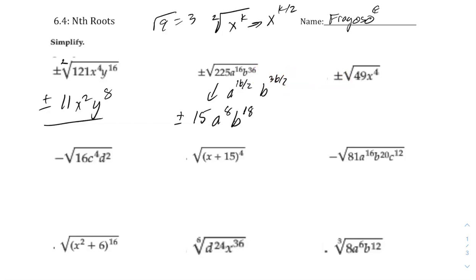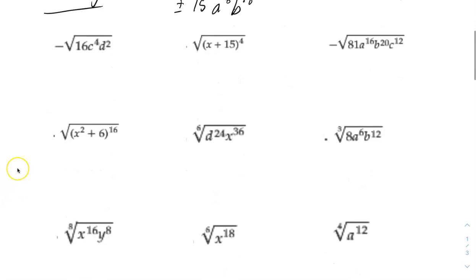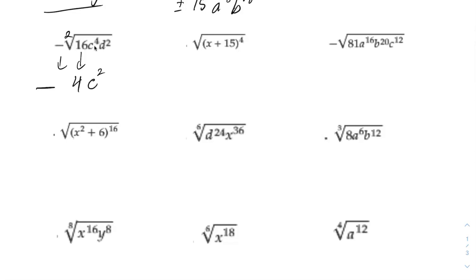Next one, a little easier. That's just plus and minus 7x squared. Plus and minus because there's a plus minus on the outside. Whatever the sign on the outside, just keep it. Next one is a negative on the outside. That goes down. What's the square root of 16? Well, that's just 4. Power of 4 divided by 2, because remember, there's a 2 you don't see. So c squared and d. 2 divided by 2 is 1.